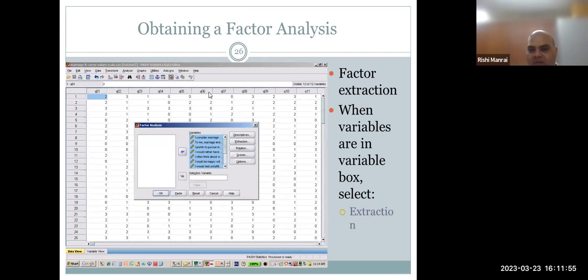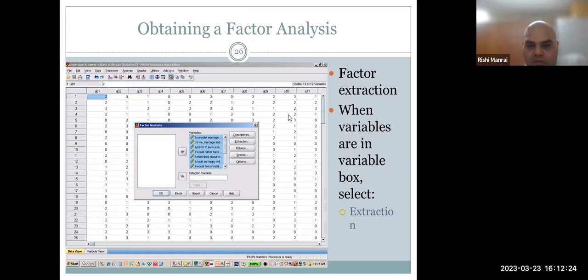Next is factor extraction. When variables are in the variable box, select extraction. After this, we have to make certain selections which help us in performing the factor analysis, and also take care of the assumptions. So we will be selecting certain options which will take care of the assumptions parallelly, and will also perform the factor analysis.